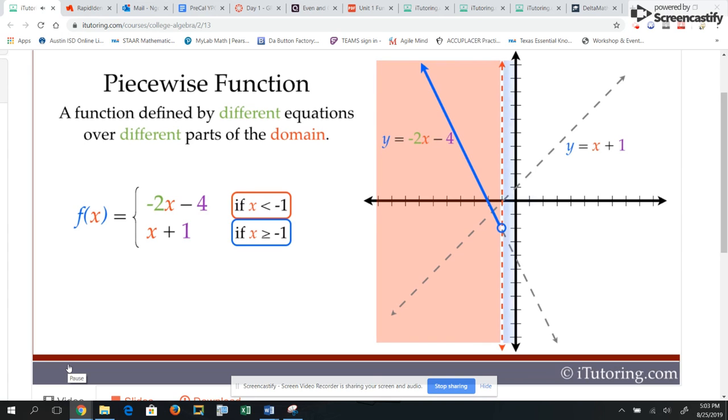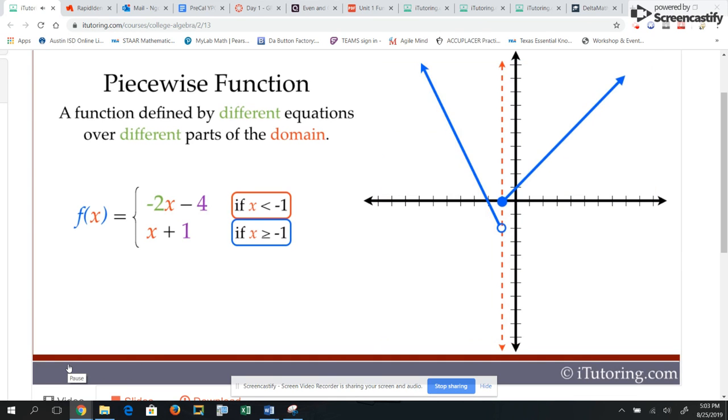Over the domain of x is greater than or equal to negative 1, the correct equation is y is equal to x plus 1. So we'll draw in a solid dot, and we can then shade along our y is equal to x plus 1 line. We can then erase our dotted lines, and this will represent the graph of our function f of x over the different domains.